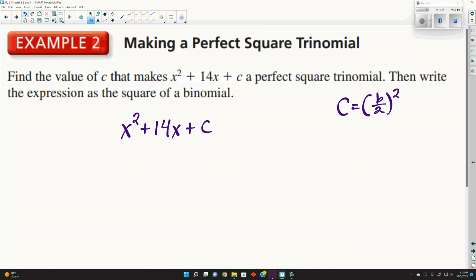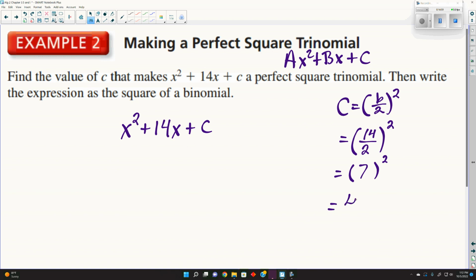So for this here, again, we're connecting it with our ax squared plus bx plus c. That's where we get our b. And in this case, what is the value of b? B is 14. Now 14 divided by 2 is 7. And 7 squared is 49. So our perfect square trinomial is going to be x squared plus 14x plus 49.